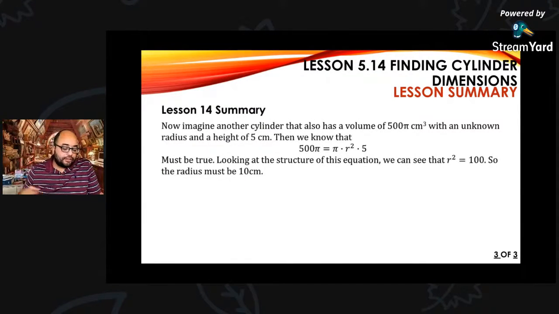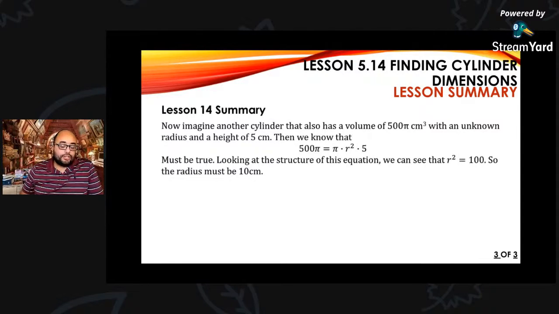So let's imagine another cylinder. Now this cylinder has the same amount of volume. We don't know what the radius is, but we do know that the height is 5 centimeters. And we're trying to figure out the radius of it. So now you can look at the equation and see that we're going to put 500 pi is equal to pi times radius squared times 5.